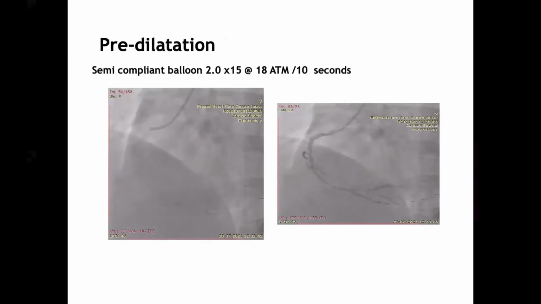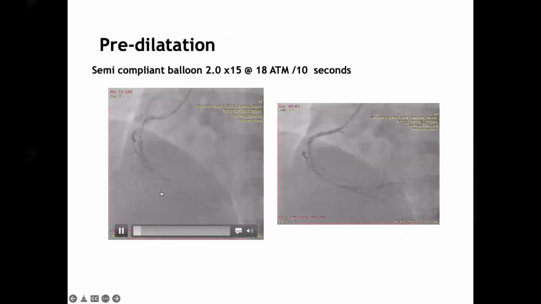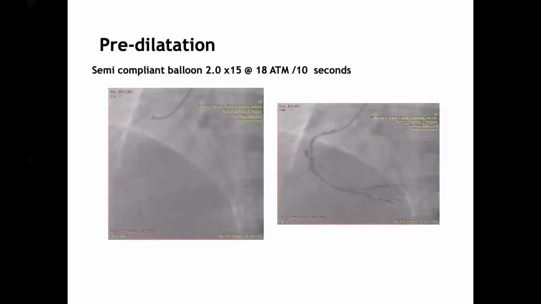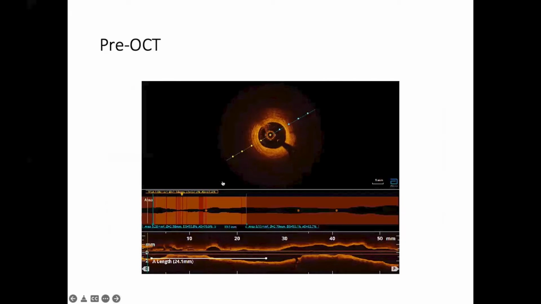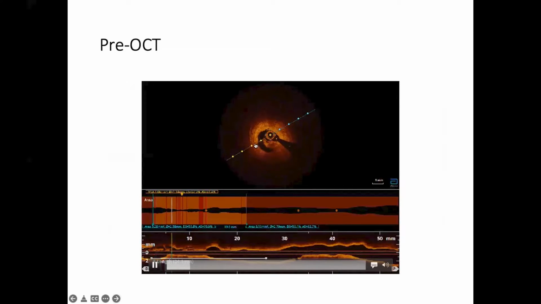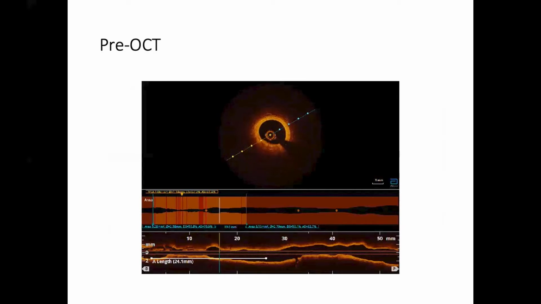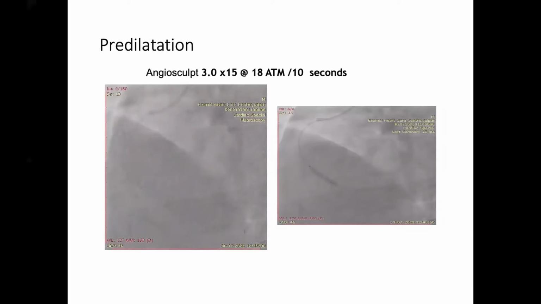Now this is about the procedure. They crossed with the Runthrough wire, and then made space for the OCT, because you need some space for the dye to flush while doing an OCT. So a little bit of dilatation with a 2 mm balloon, and then the OCT was run. You can see the lesion site. It's a little bit of fibrosis, and the thrombus is clearly visible. It's a discrete lesion, thrombotic, with a little bit of fibrosis. So this is the ideal case.